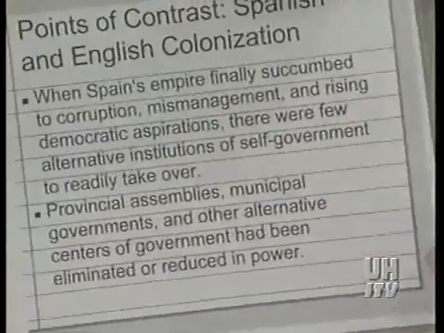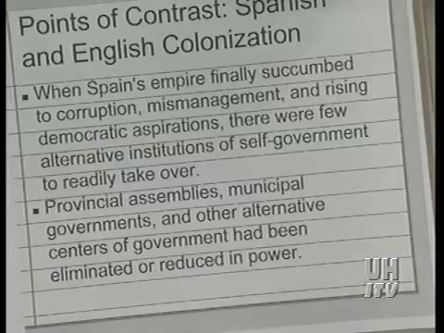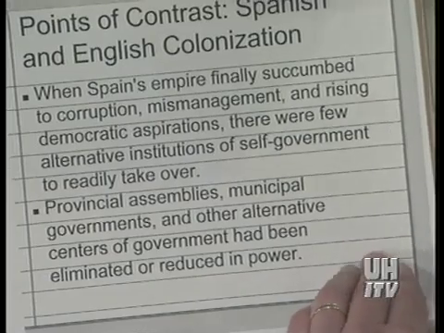When the Spanish Empire finally collapsed in the early 19th century, there were few alternative institutions of self-government ready to take over. Provincial assemblies, municipal governments, and other alternative centers of power had been eliminated or reduced in power.